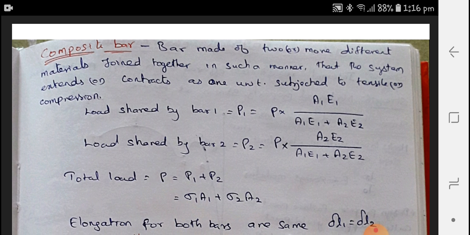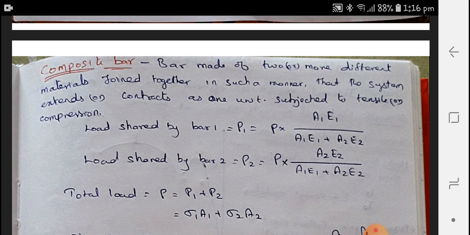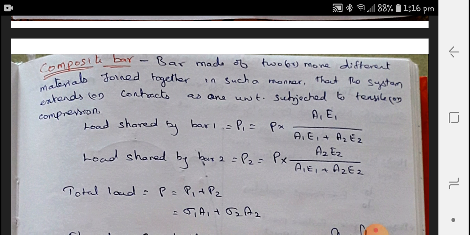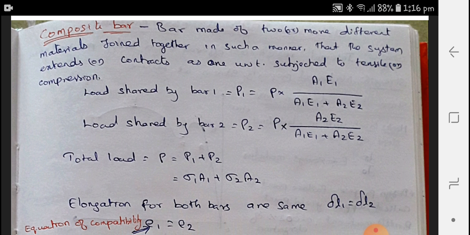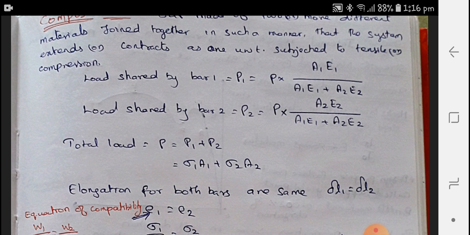So this composite bar will handle all the loads, extensions, etc. The load taken by bar 1, P1, is equal to P into A1 E1 divided by A1 E1 plus A2 E2. Whereas the load taken by bar 2, P2, is equal to P into A2 E2 divided by A2 E2 plus A1 E1. Here capital P is the total load. The total load is equal to P1 plus P2, that is equal to sigma 1 A1 plus sigma 2 A2.